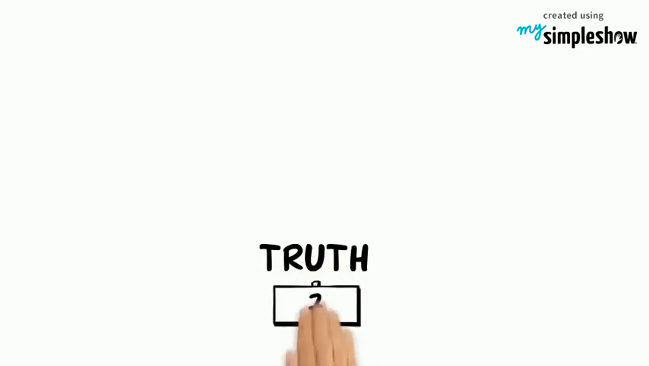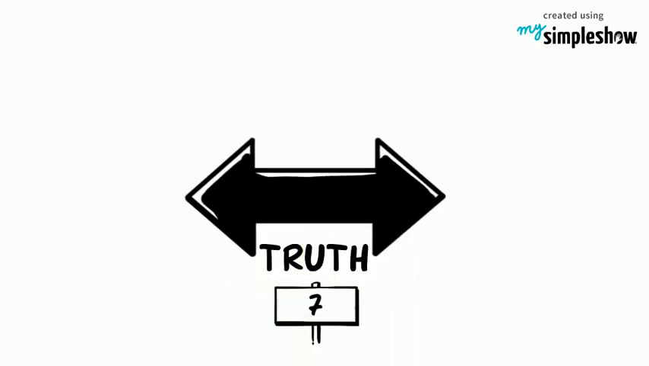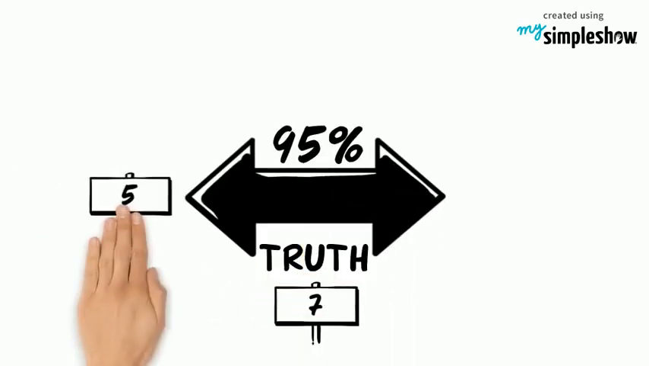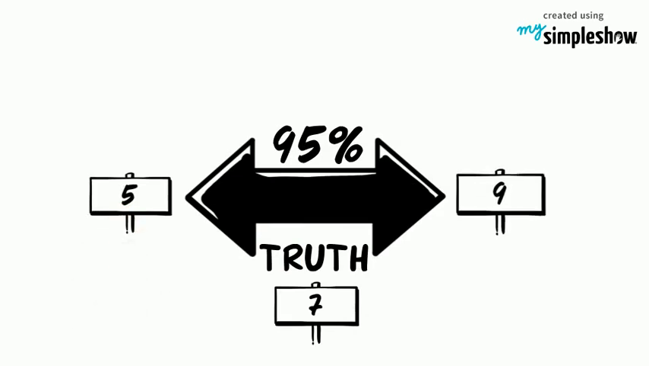In other words, our best guess for the truth is 7, and there's a 95% chance that the truth lies somewhere between 5 and 9. It also means that there's a 5% chance that the truth is less than 5 or more than 9.